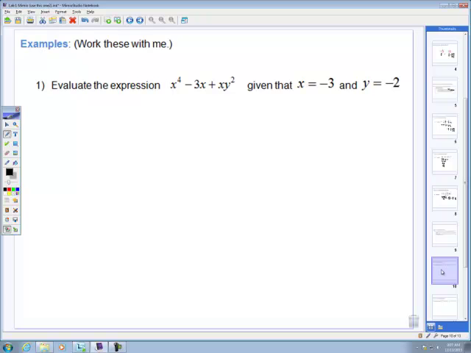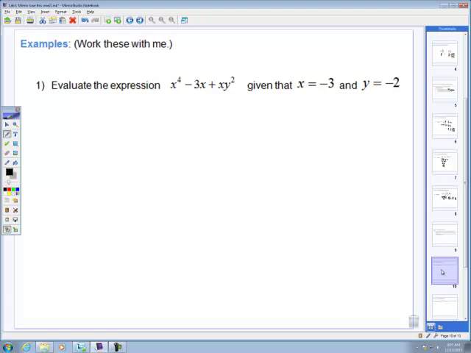So here's an example of an algebraic expression. X to the fourth power minus 3x plus x times y squared. Our job is to clean up this algebraic expression given certain values for x and y. In this case, we're given that x is negative 3 and y is negative 2. So our job is to substitute for that x and y variable and then simplify what is left. So let's plug in. First of all, let's plug in for x. We know that x is negative 3.